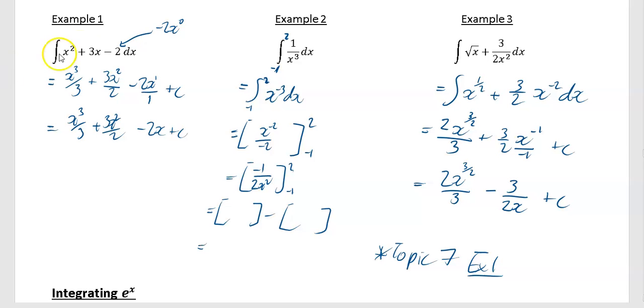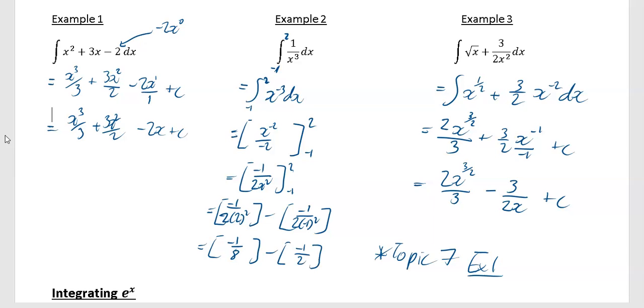Now we're going to have 2 square brackets, and what goes into your first bracket is your 2. So everywhere you see x in the first bracket, you replace it with 2. So it becomes minus 1 over 2 times 2 squared. And then the next one, minus 1 goes in instead of x, so it's minus 1 over 2 times minus 1 squared. So tidy that up. Your first bracket would be minus 1 over 8, and your second bracket would be minus 1 over 2 times minus 1 squared, which is 2 times 1, which is just 2.